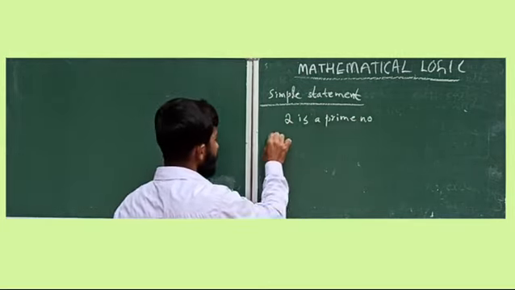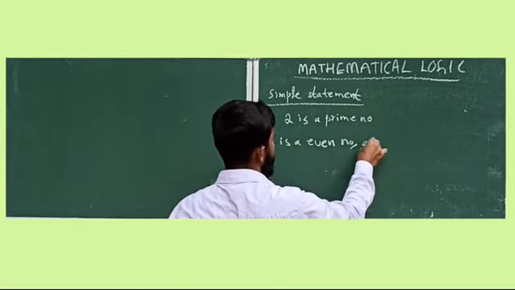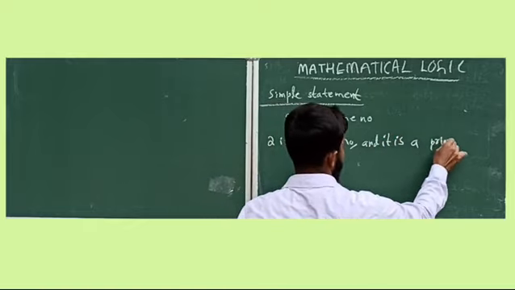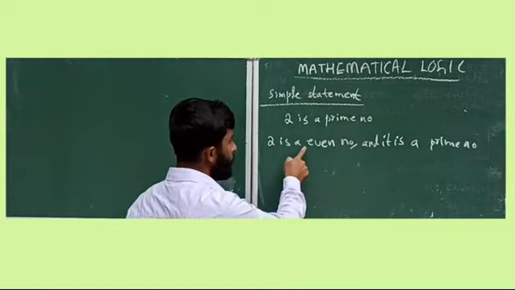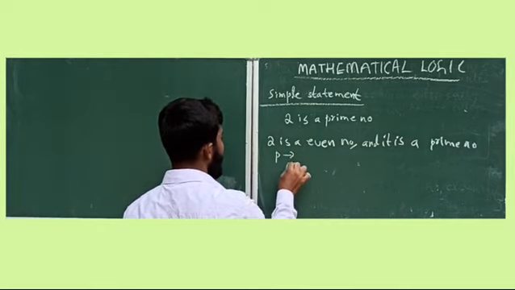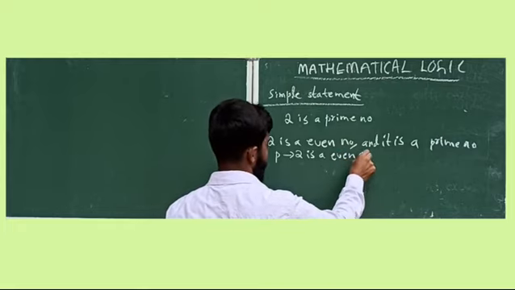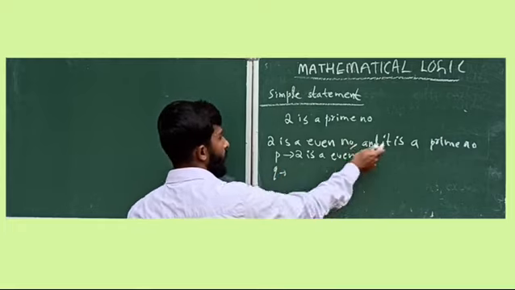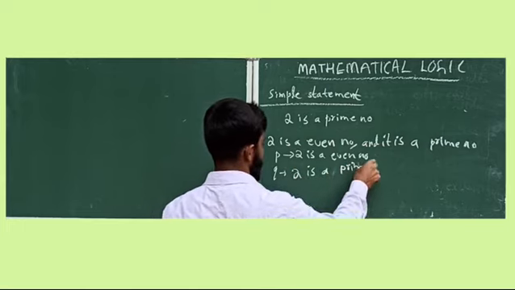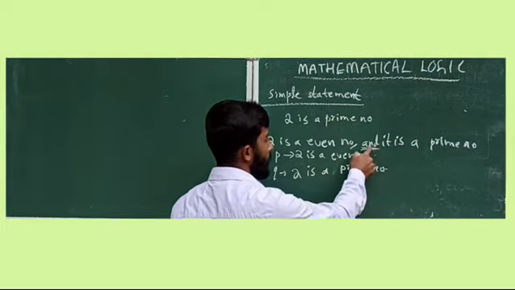Suppose I am taking: 2 is an even number and it is a prime number. Now here you can see two simple statements, right? What are the two simple statements? One I am taking as P: 2 is an even number. What's the second statement Q? It means 2 is a prime number. Now here two simple statements are there, combined by the notation AND.